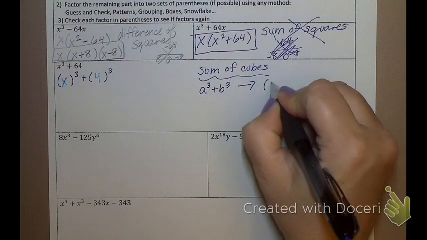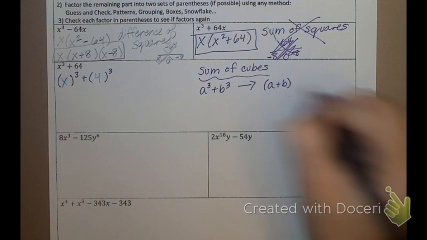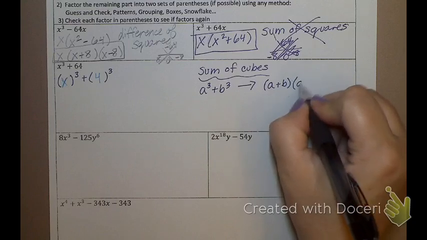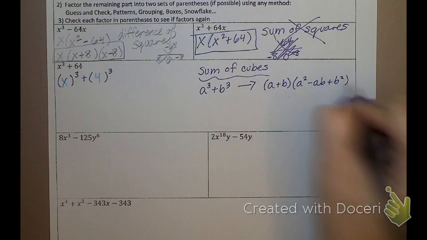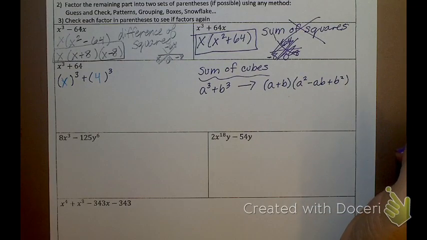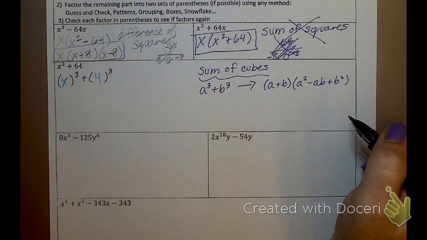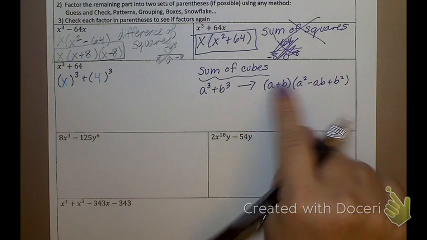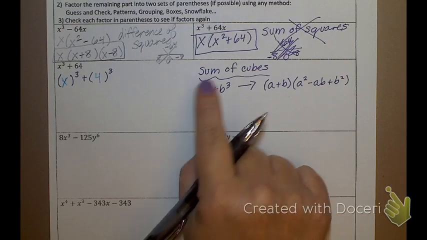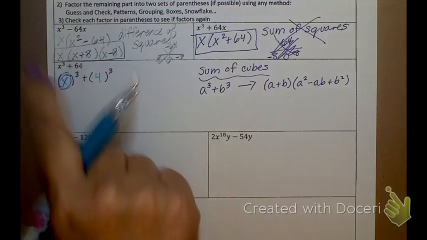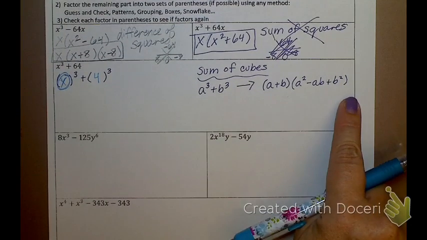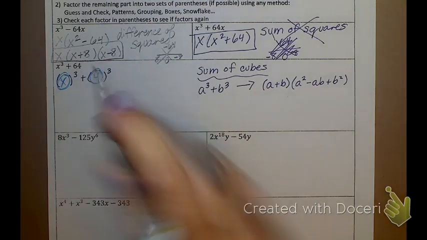It's going to factor into a plus b, and then a squared minus ab plus b squared. Yes, it's an ugly formula. It's the only formula you got to memorize, basically, because I'll show you how the next one is almost identical. So, where do these a's and b's come from? Well, it's whatever is being cubed. So I wrote them in a different color. This is what I'm going to put in here wherever I see an A. And this is what I'm going to put in wherever I see a B.